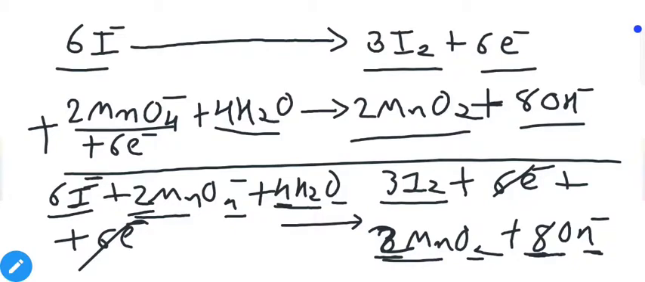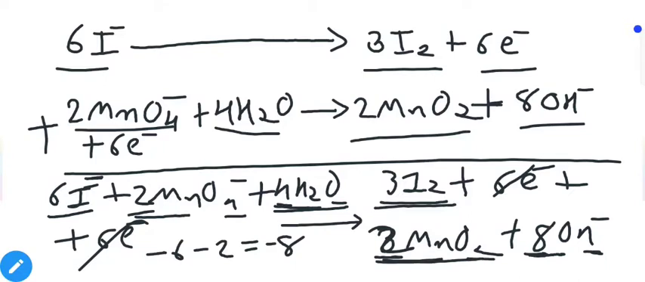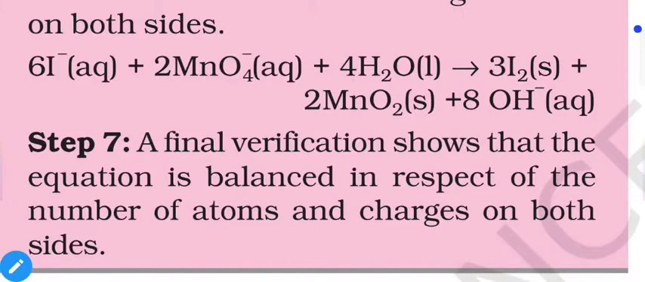Now let's discuss about charge. So we have 6 iodides which produce minus 6 charge, 2MnO4 minus 2 charge, and neutral water molecule, that means 0, so we have minus 8 charge. Now I2 is neutral, MnO2 is neutral, and we have 8 OH minus on product side, that means minus 8 charge. So charges on both sides, they are equal. So this will be our final balanced chemical equation, and it is verified as well.